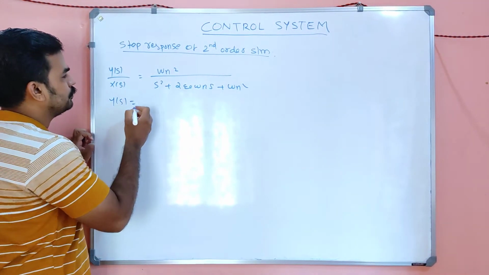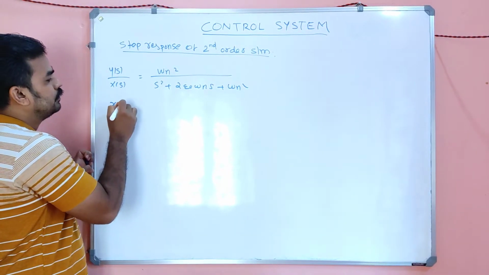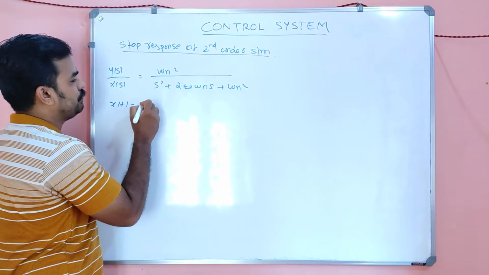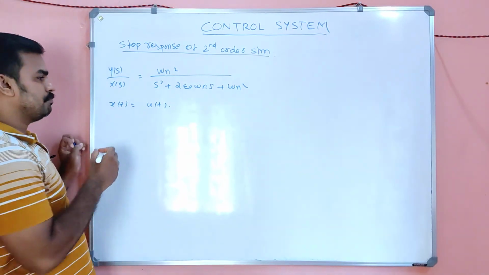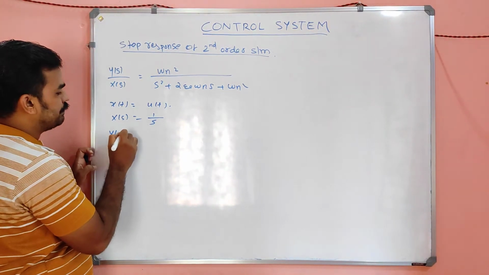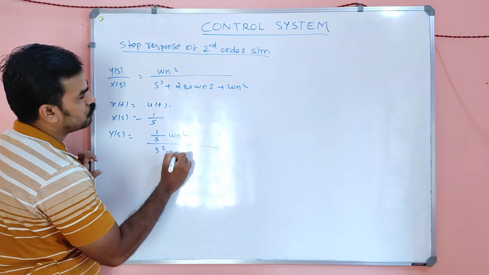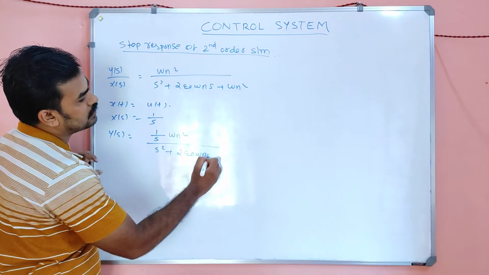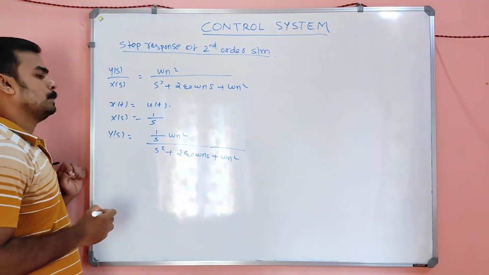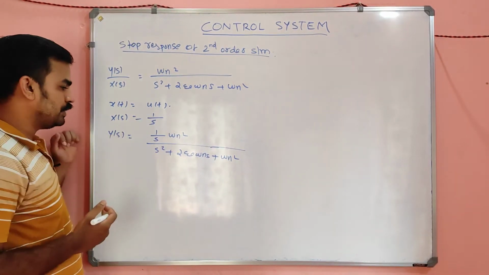So y of s will be equal to x of s times that transfer function. What will be x of s for the step response? If x of t is the unit step u of t, then x of s will be 1 by s. So y of s will be equal to 1 by s into omega n square whole divided by s square plus 2 zeta omega n s plus omega n square. Am I correct, my dear?